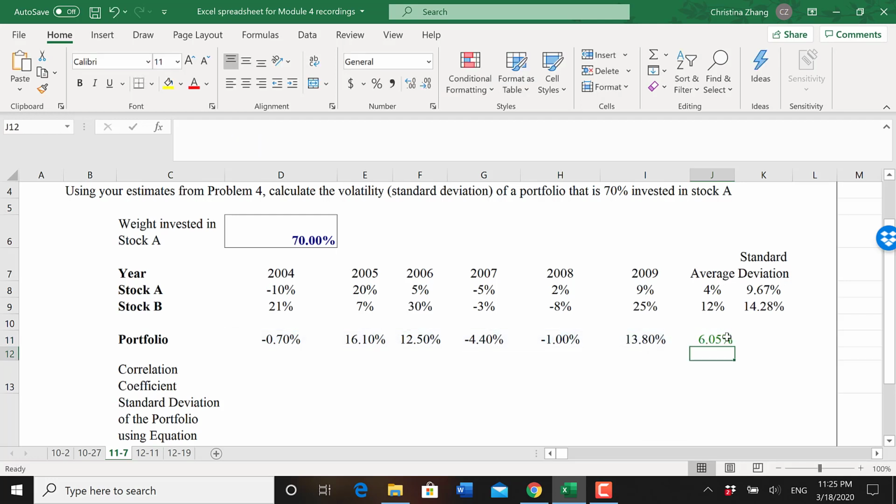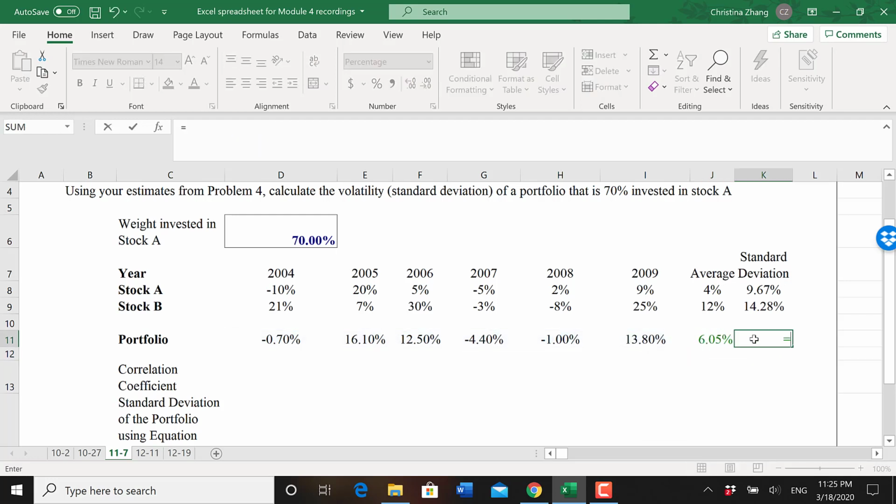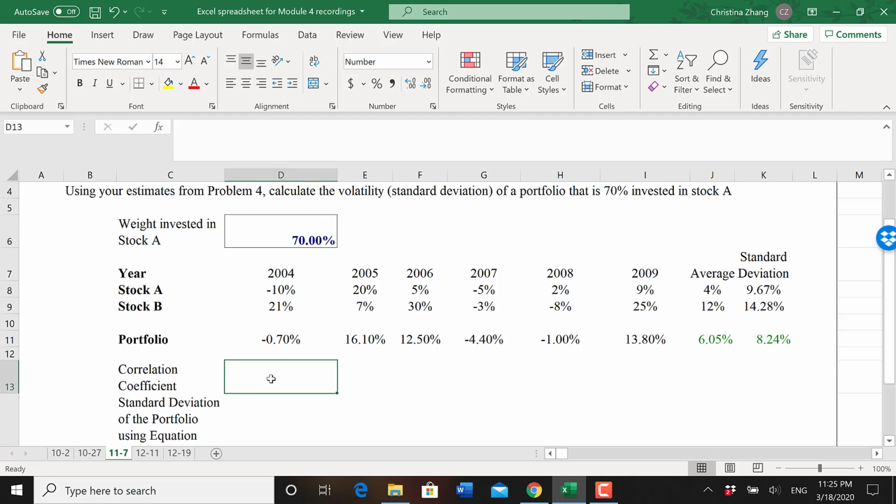And then my standard deviation is going to be STDV.P, again using all the numbers over here. So this is one way, okay? When you combine the two, you get a portfolio, and the expected return of the portfolio is going to be 6.05%. The standard deviation of the portfolio is going to be 8.24%. Another way you can find out is using the correlation coefficient and then following the formula of a two-asset portfolio variance, okay?